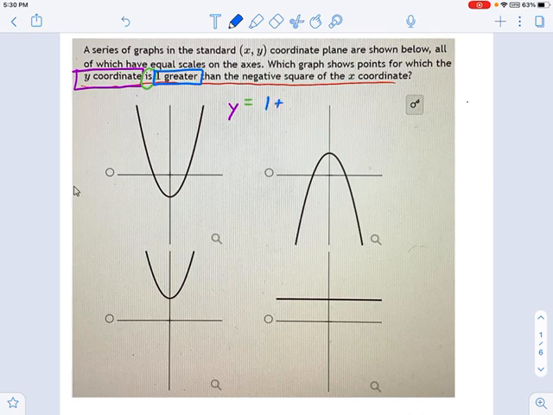Then what? What's 1 greater than? Okay, the negative square of the x-coordinate. So the negative square of the x-coordinate, that's wordy. So there's my equation. Let's just rewrite this in a form that's looking a little more traditional: negative x squared plus 1. Okay, which one of these graphs matches that?